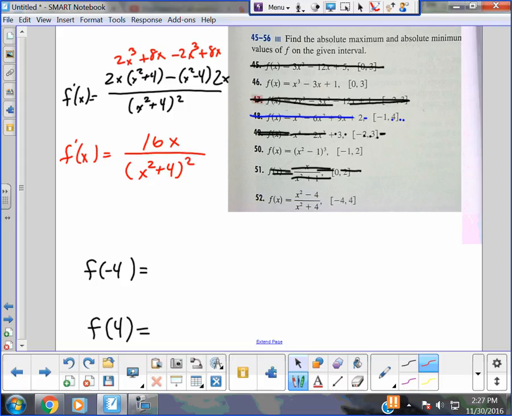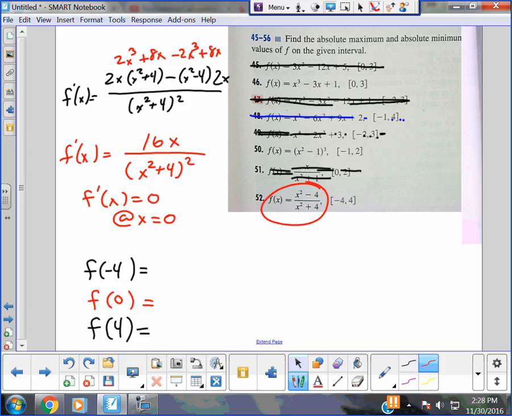And all of a sudden, actually, this exists everywhere in the interval, doesn't it? I thought it wouldn't, but it does. So where is it 0? Just at 0. You can't make the denominator 0, can you? And the numerator is 0 at 0. So we only have to consider one more point.